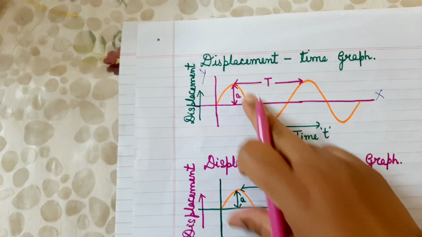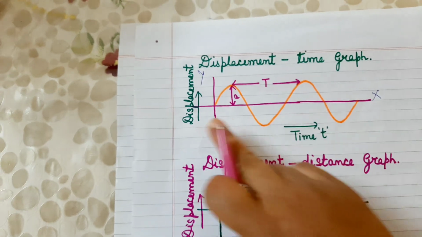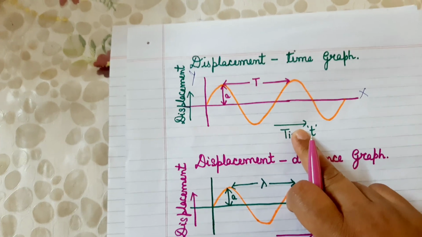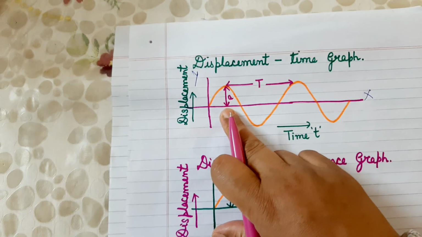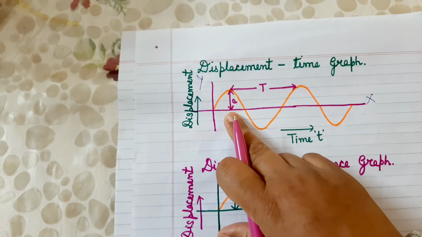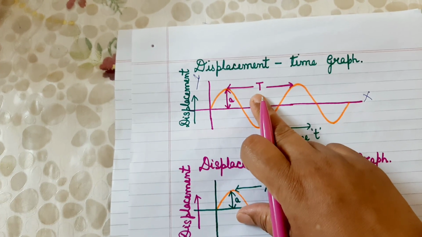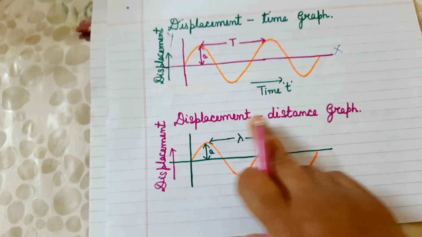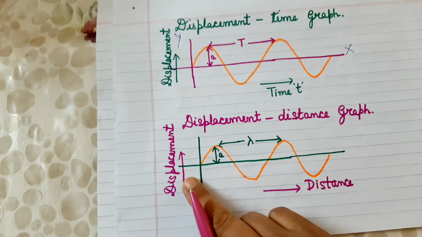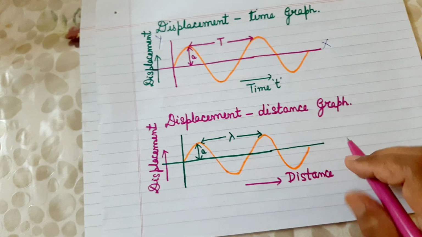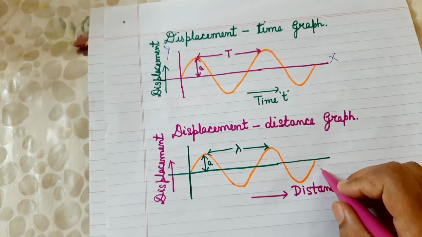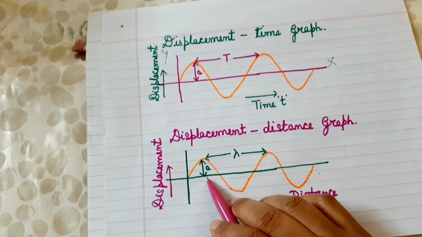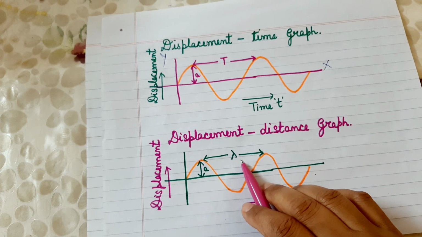I have shown a wave motion, and whenever I draw a displacement time graph, remember, I can find out two things from this graph. Number one, I can calculate the amplitude of the wave, and I can also find out the time period of the wave with the help of the displacement time graph. And secondly, when I plot a displacement distance graph, in which I take displacement on the y-axis and distance on the x-axis, what do I get? Again I can find out two things from this graph: one is the amplitude of the wave and secondly the wavelength of the wave.